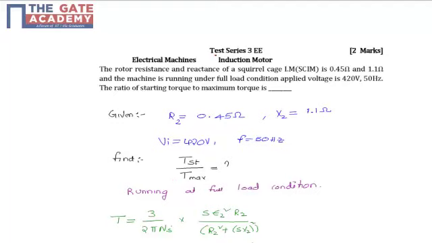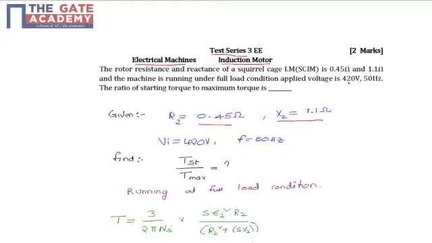Hello students, this question is taken from test series 3 from the subject electrical machines, from the topic induction motors. The given question: the rotor resistance of a squirrel cage induction motor is R2 = 0.45 ohms and the reactance is X2 = 1.1 ohms, and the machine is running at full load condition.